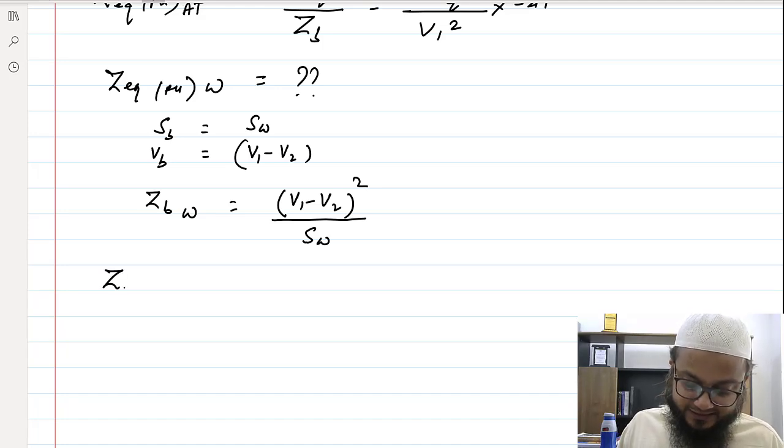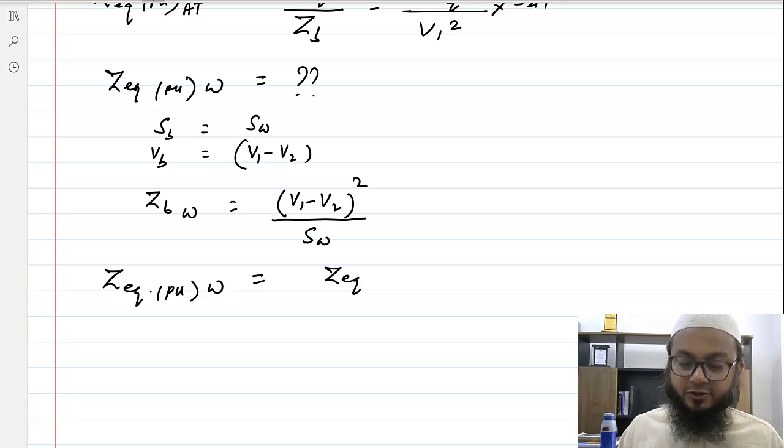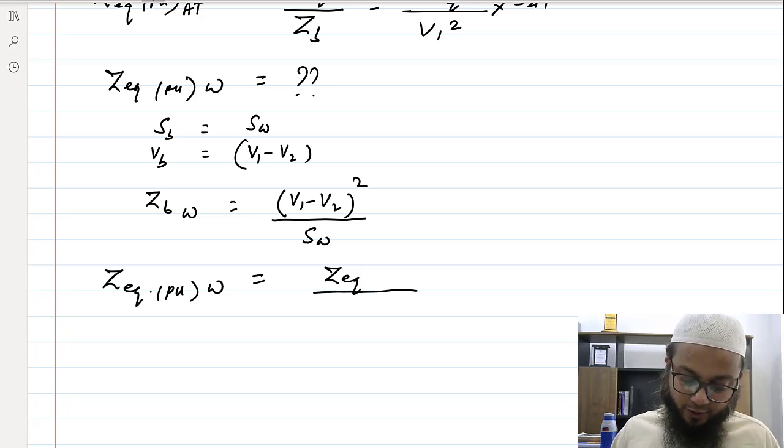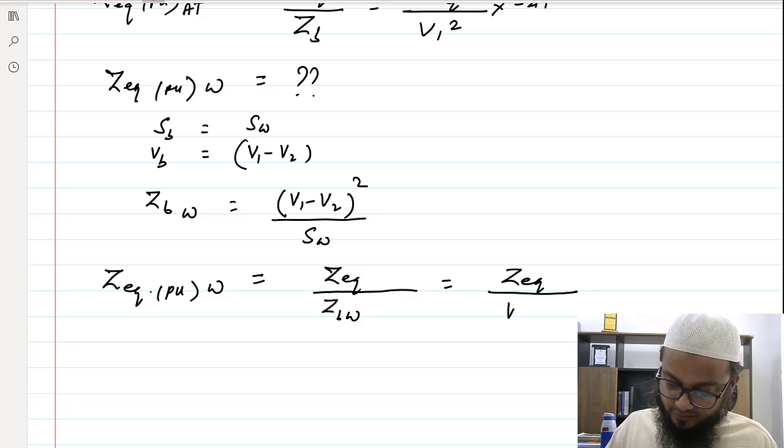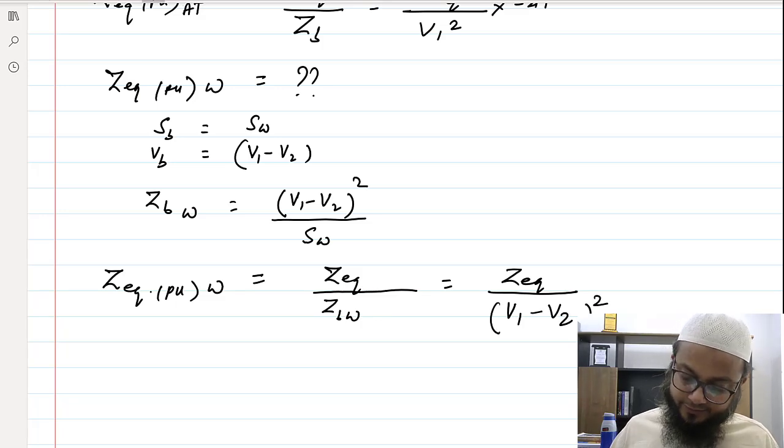So let's say Z equivalent per unit for the winding would be Z equivalent, because we have referred the impedances towards the primary side. So this would be Z equivalent upon Z base, right? Z base of the winding, and this is nothing but Z equivalent upon (V1 minus V2) whole square into SW.